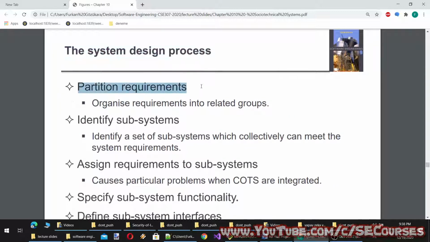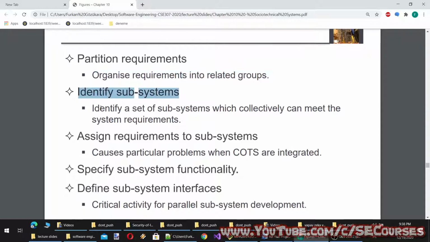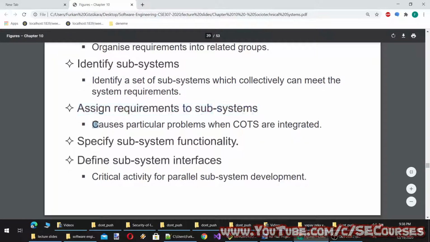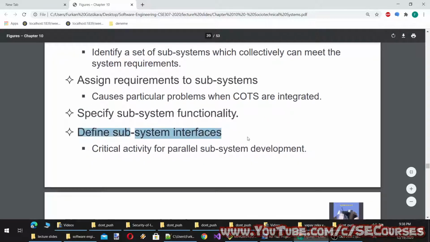The system design process. Partition requirements: organize requirements into related groups. Identify subsystems: identify a set of subsystems which collectively can meet system requirements. Assign requirements to subsystems, which causes particular problems when costs are integrated, such as the cost of the shell systems. Specify subsystem functionality. Define subsystem interfaces, a critical activity for parallel subsystem development. Okay, so the interfaces are also important when you do parallel subsystem development.